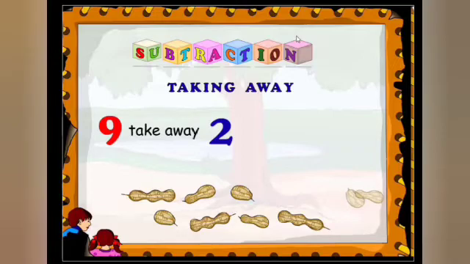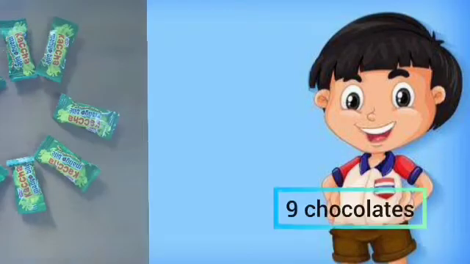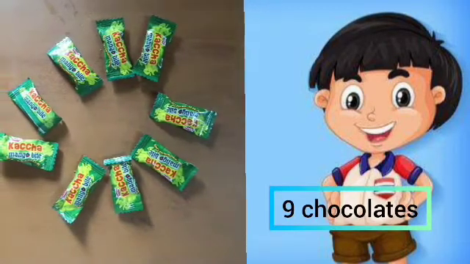To find out how many are left, we count what is remaining. 1, 2, 3, 4, 5, 6, 7. So, how many groundnuts are there? 7 groundnuts.